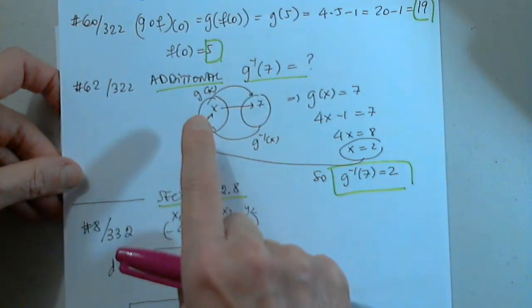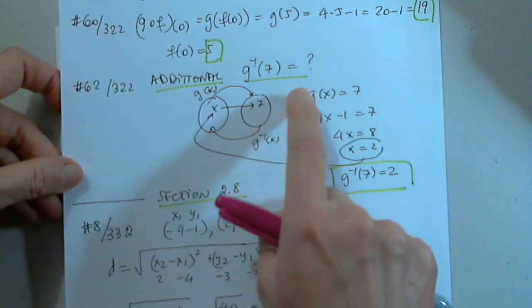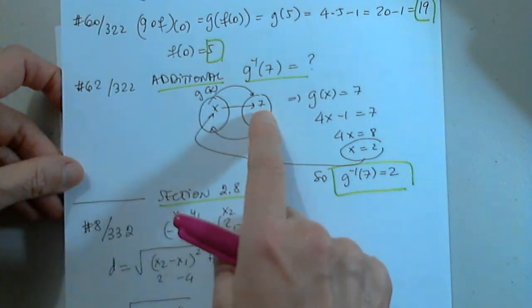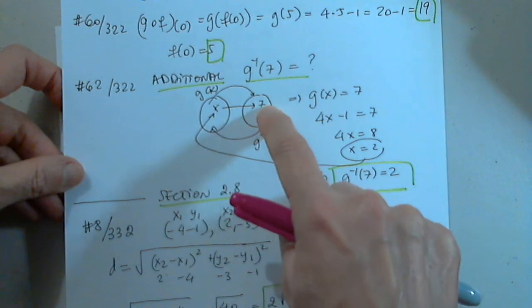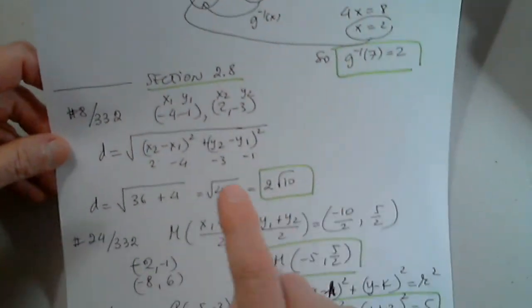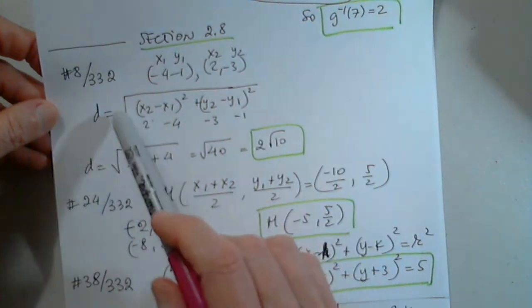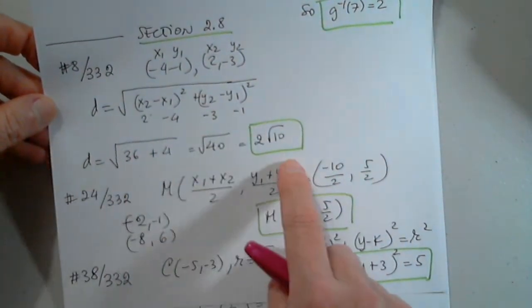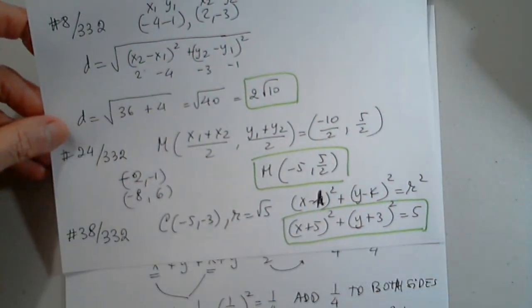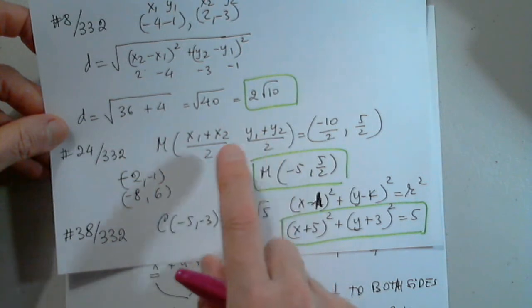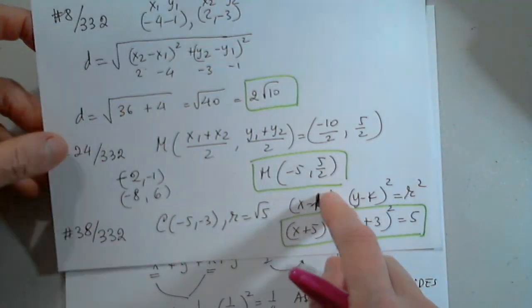So I have to set g of x equal to 7 and determine x, which means g of 2 is 7, which means g inverse of 7 is 2. So that's how we get this. Final section, find the distance formula, x1, y1, x2, y2, and I plug them in and I get this. The midpoint formula, this is the average of x's and the average of y's. Average of x and average of y, so I got this.